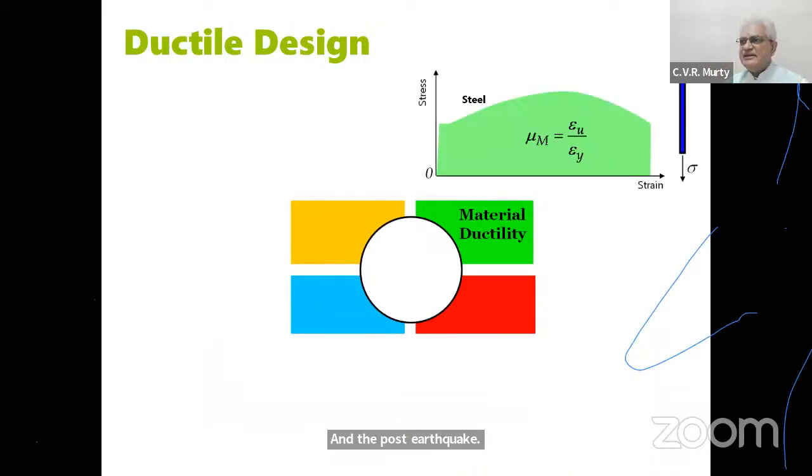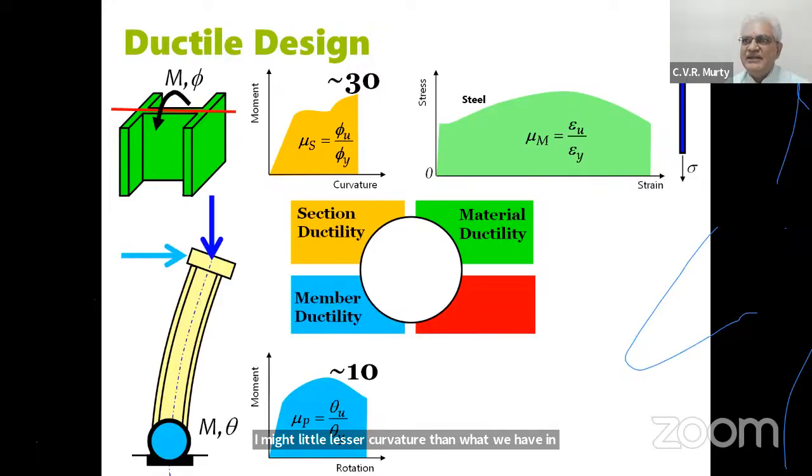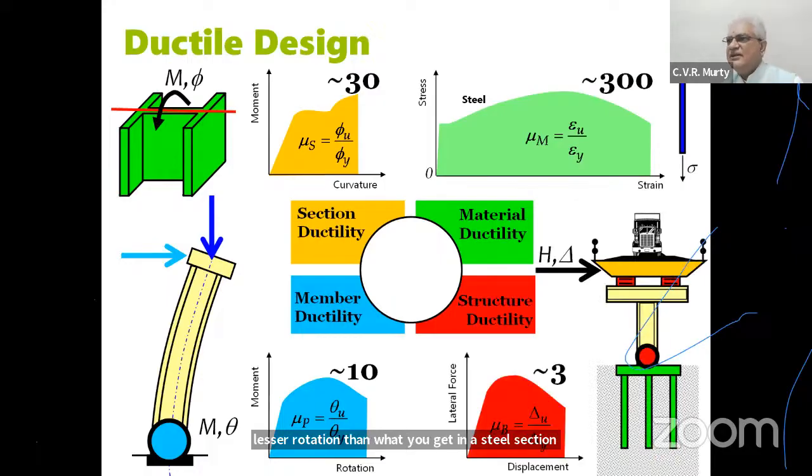Let's just summarize by saying material ductility is very good for us, right? We have steel, and we have section ductility, which is going to give us a little lesser curvature than what we have in the case of steel as a material. And in a member, we get lesser rotation capacity than what you get in a steel section. And we have ductility in the structure, which is 3. Now, as you notice, we went from 300 to 30 to 10 to 3, as we went from material to section to member to structure.